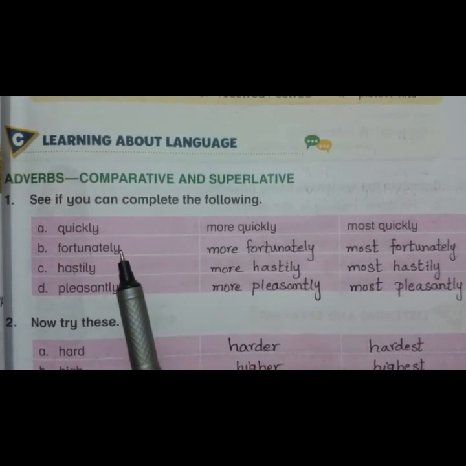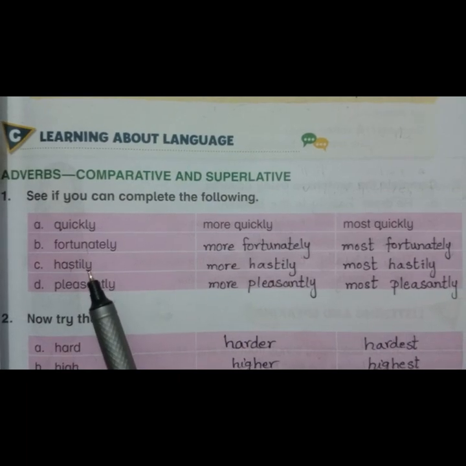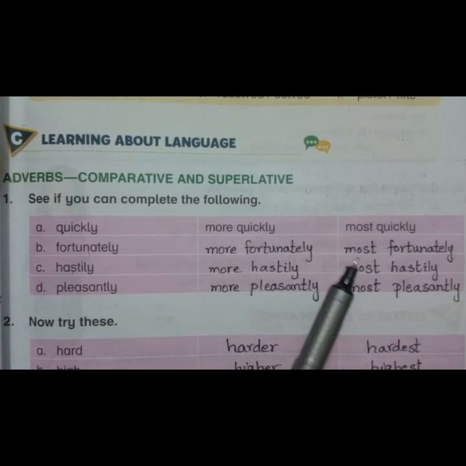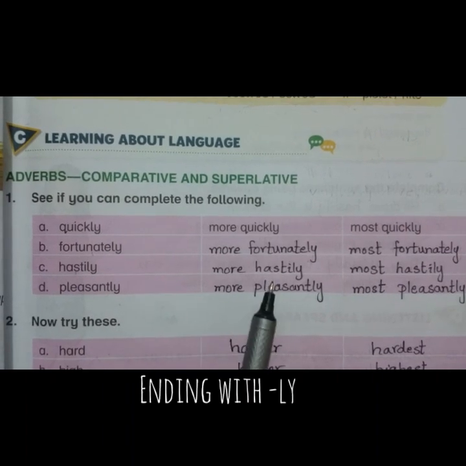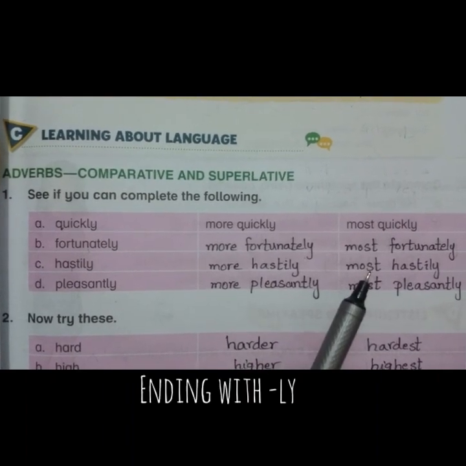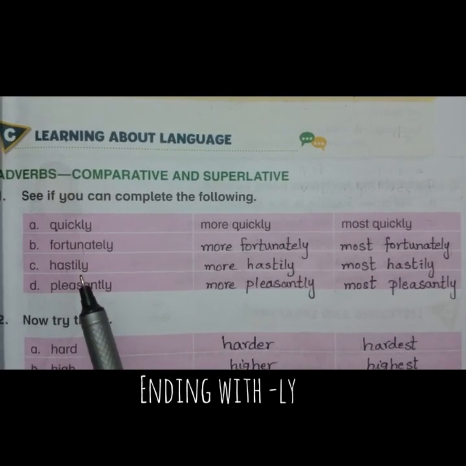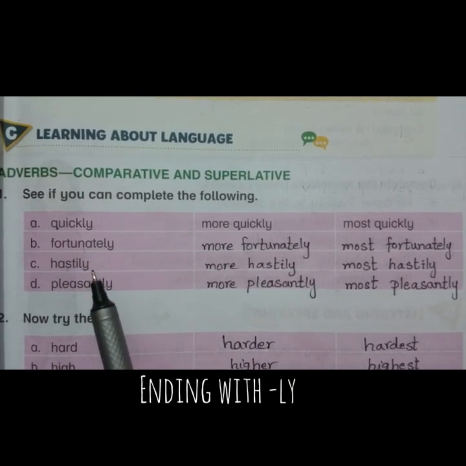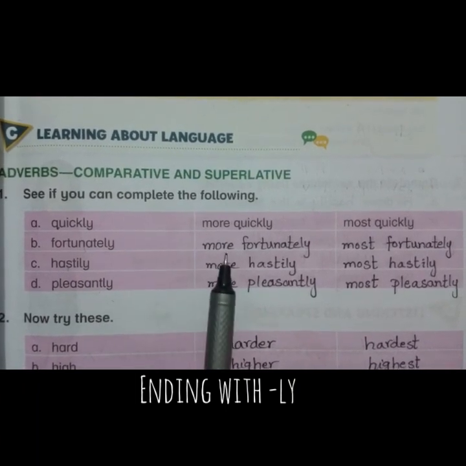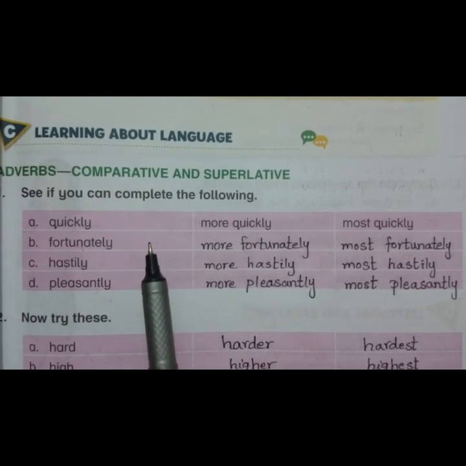The second example is fortunately. It will change into more fortunately and then most fortunately. Then we have hastily, more hastily, most hastily. And the last one that's given is pleasantly, more pleasantly, and most pleasantly. So the only thing that you're going to remember is that these adverbs end with ly, and the rule for changing the adverbs that end with ly is that we will use more and most in their comparative and superlative degrees. So this was the first part.